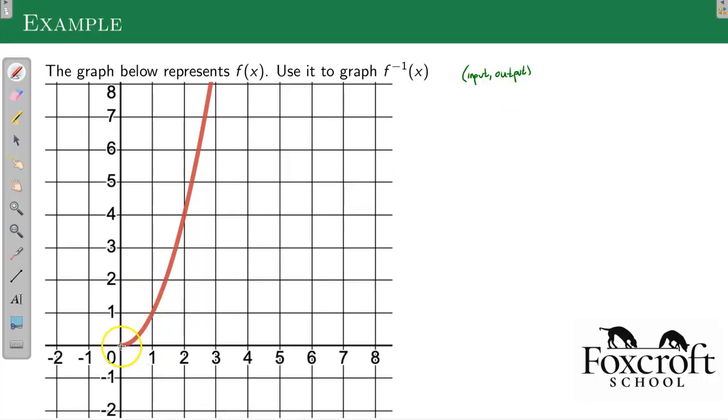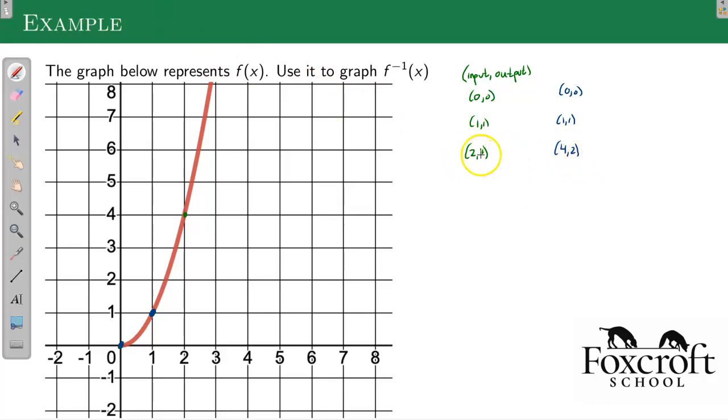So on this graph, we have the point (0, 0) on my original function f, which means when I switch it, it's still (0, 0), and that's also on my inverse function. I have the point (1, 1) on my original, which when I flip the inputs and outputs is also (1, 1). So nothing really interesting has happened yet. We're getting the same points. But this point here is a nice point. On my original graph, that's the point (2, 4). And when I flip that to the inverse function, it's going to become (4, 2).